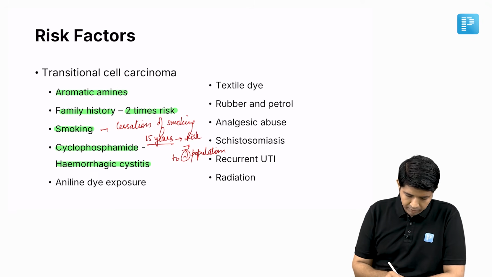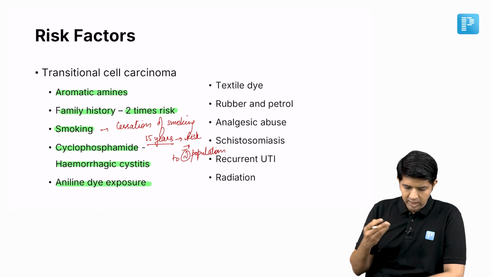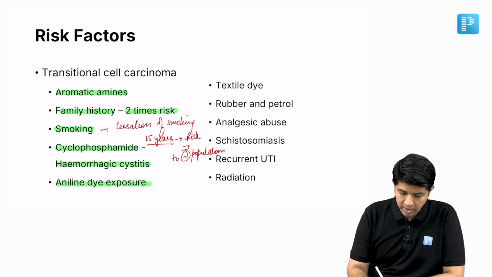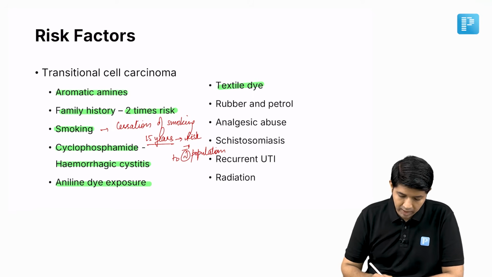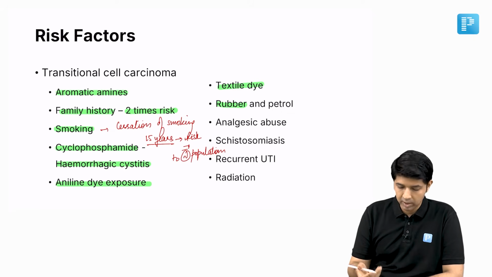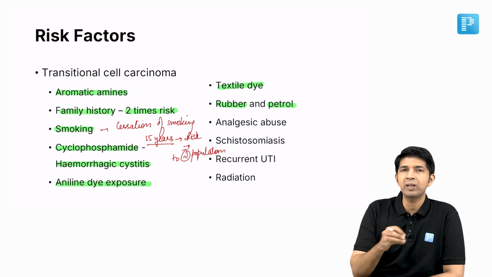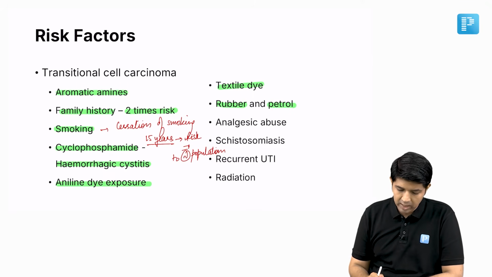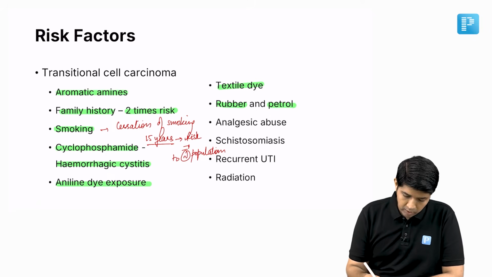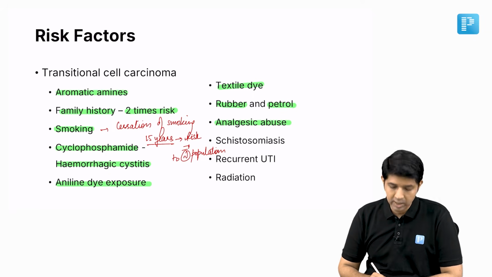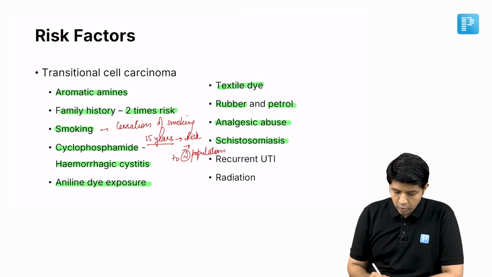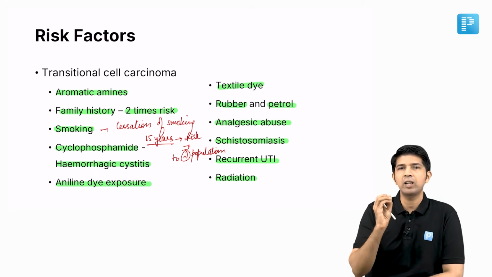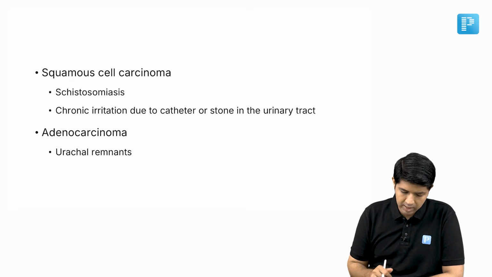Apart from that, you can have dye exposure, that is the aniline dyes, or certain occupational exposure such as exposure to textile dye, exposure to rubber or petrol. Basically people who are working in these industries, they are at a higher risk of developing transitional cell carcinoma. Now also history of analgesic abuse, schistosomiasis, recurrent UTI and exposure to radiation, all these are risk factors for developing transitional cell carcinoma.